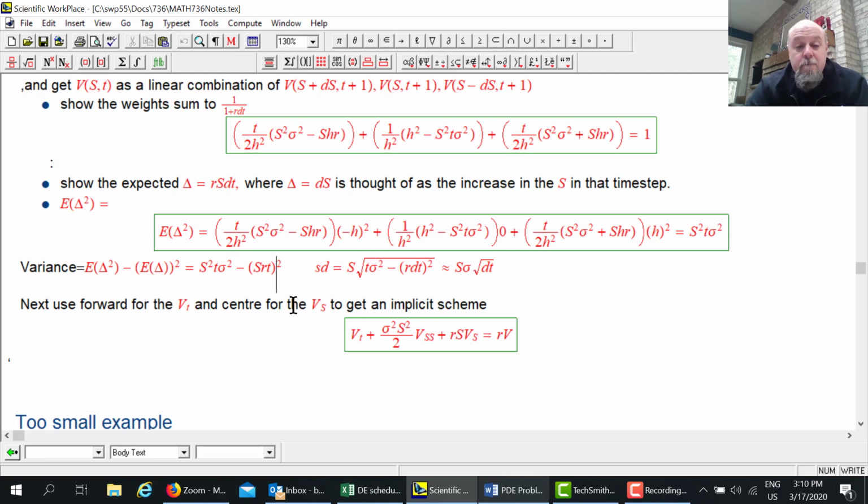But let's skip this implicit scheme for a minute and look back at a tiny example, a ridiculously small example, but just so we can see everything laid out, and that way you'll be good for the midterm, for the explicit stuff.